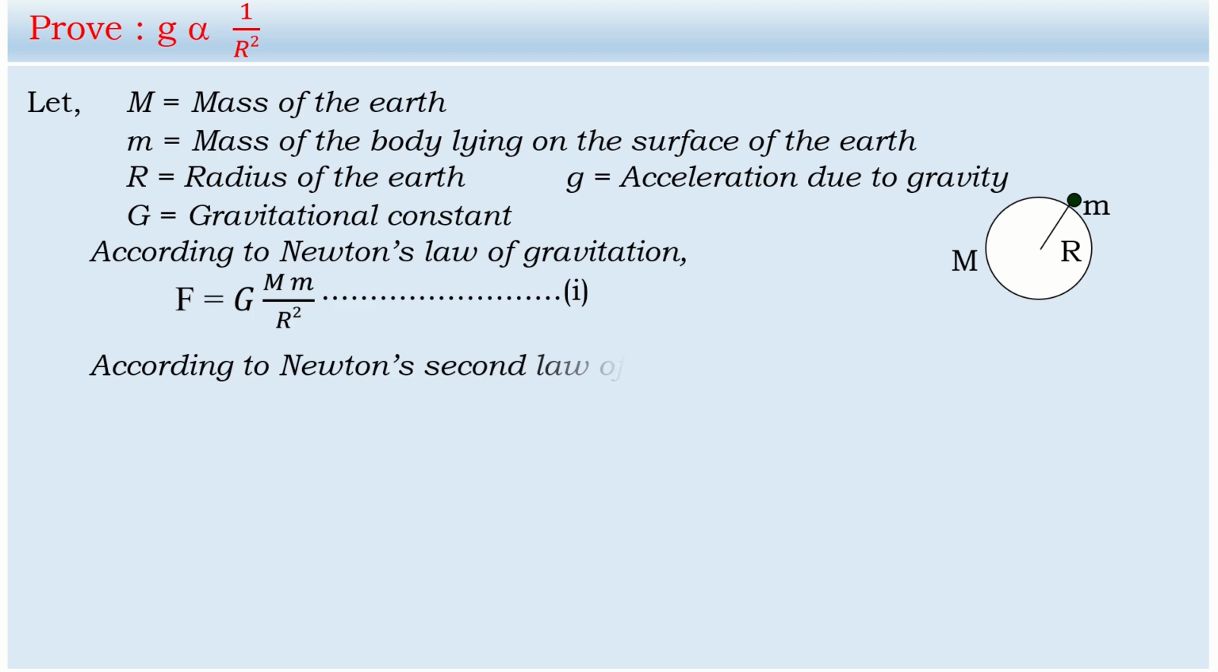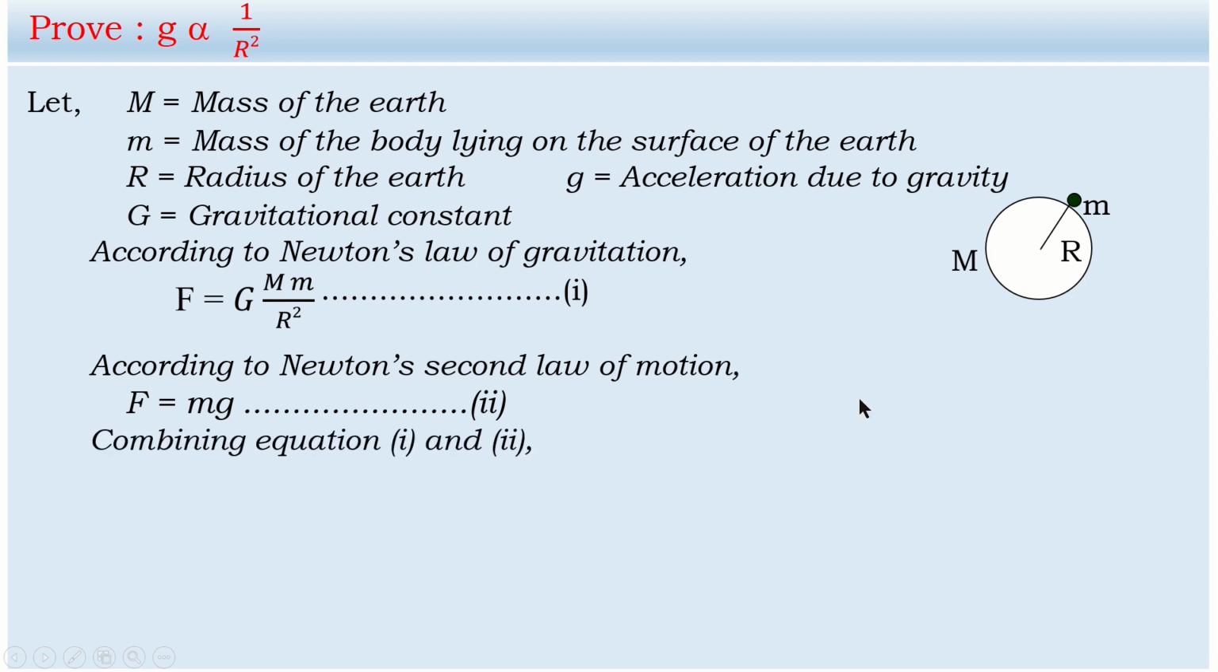Now we also know, according to Newton's second law of motion, F is equal to mg. This is equation number 2. Here we have F and here also F, the same gravitational force acting on the body of mass m. That's why combining equations 1 and 2, we get mg is equal to G M m by r square. We can cancel m and the result is g is equal to G M by r square.